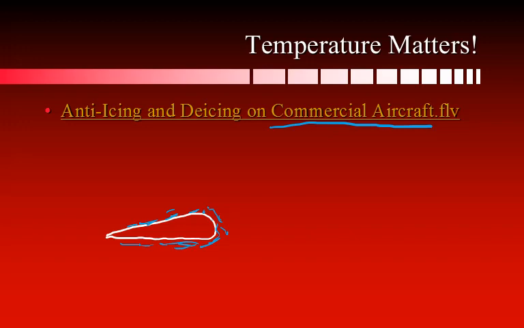And so what they have on commercial aircraft is this de-icing fluid. And if you've ever traveled up north in the wintertime and there's any sort of precipitation or clouds, you're going to get sprayed down with this anti-icing fluid.